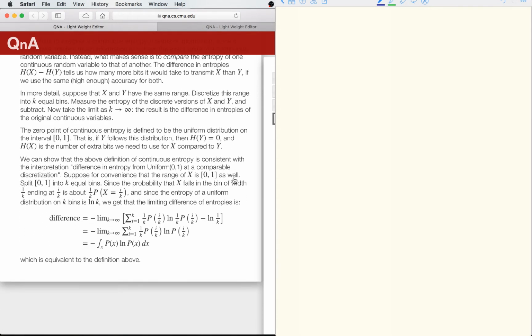All right, and so I've got a derivation here of why it makes sense to think of continuous entropy as a difference in number of bits, and why the equations that we gave have the 0 point at the uniform 0, 1. I don't think I'm going to go through it right now because it's actually easier just to read the derivation.